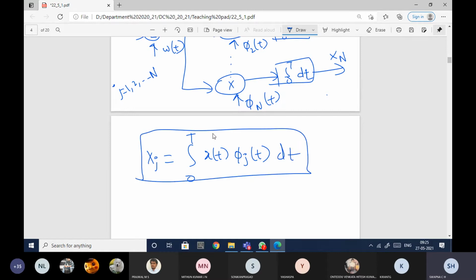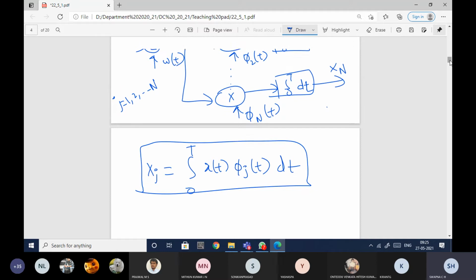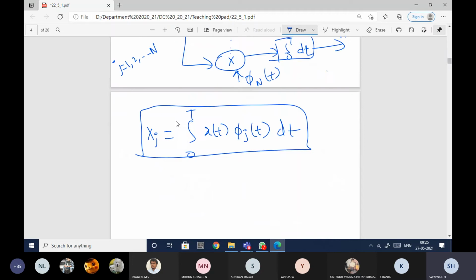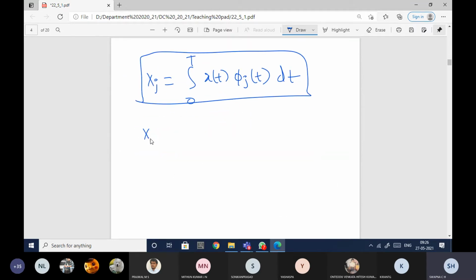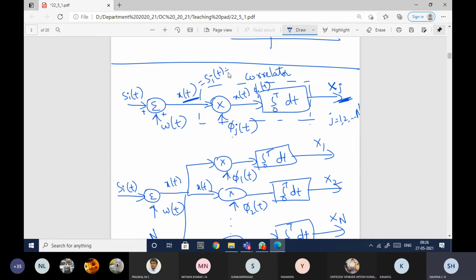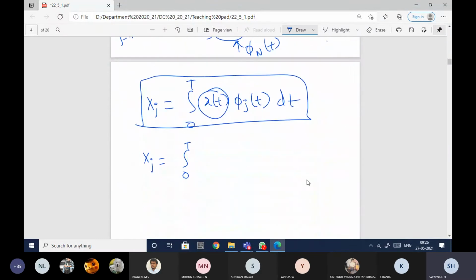We are converting the continuous additive white Gaussian noise signal to a vector. So xj is nothing but the vector. This is how we represent the receiver vector; this is the vector we are going to get. Now we'll further simplify it. So xj will be equal to the integral from 0 to T, and in place of x of t, you know that x of t is si of t plus w of t. Let me take that equation in place of x of t.